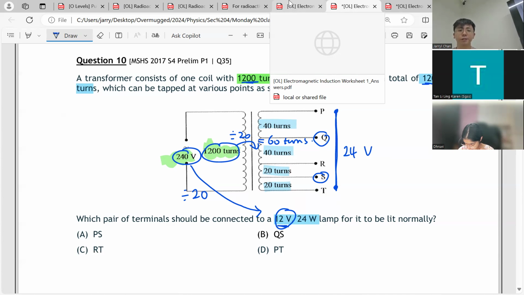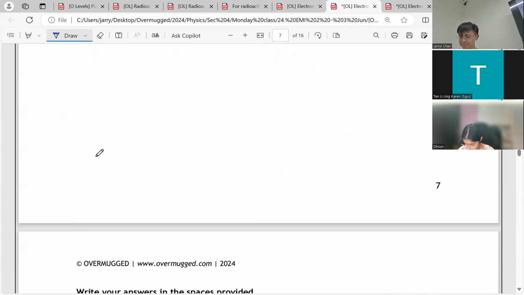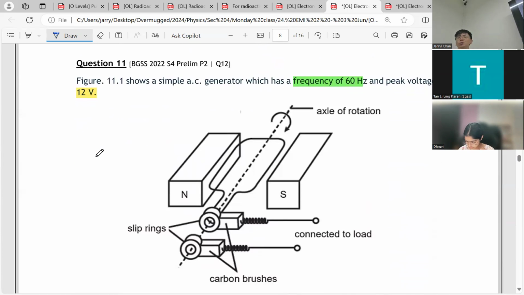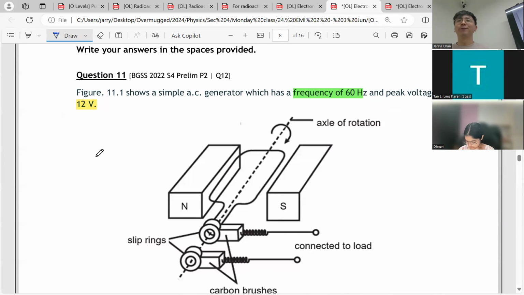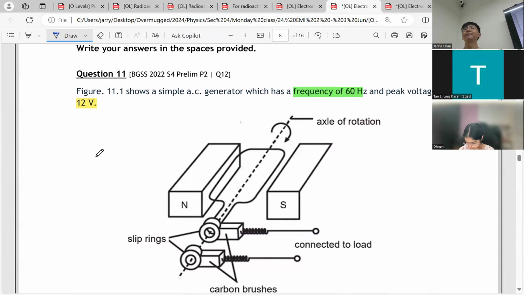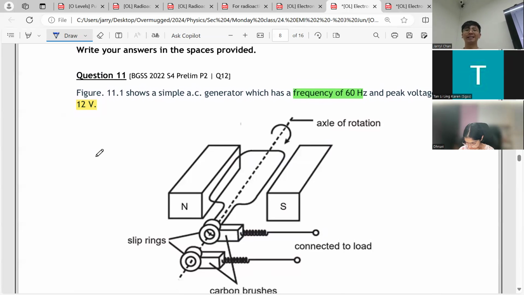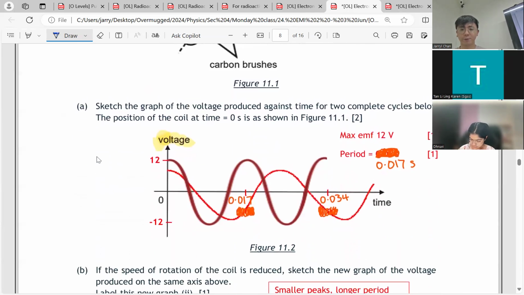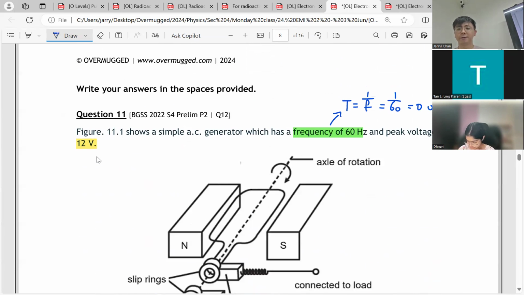Okay, let's go. Question 11. Ooh, EMI. In what, 8:14 already. Okay. Let's soldier on. 15 more minutes, then we have a short break. Question 11. Frequency 60 Hz, peak voltage 12 volts. Repetitive CRO, what can I see? From the frequency, what can I find? T equals to 1 over F. 1 over 60, 0.017 seconds.